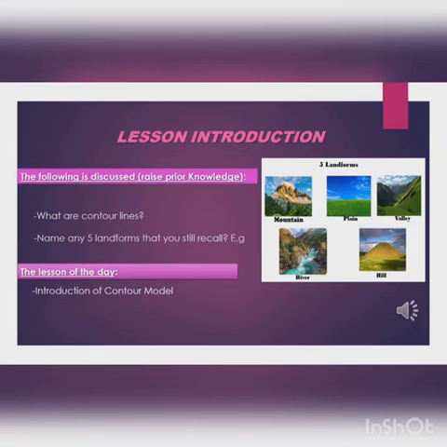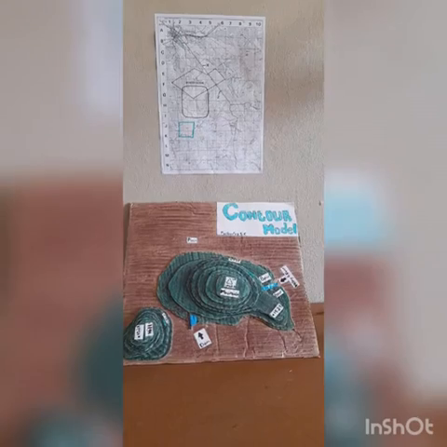One might also ask, what is a contour model? Well, guys, a contour model is a 3D or 2D design of various landforms represented by contour lines in a topographical map or any map with contour lines. It is basically developed through physical materials that can be used to design a 3D format.